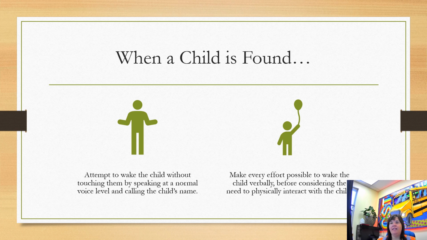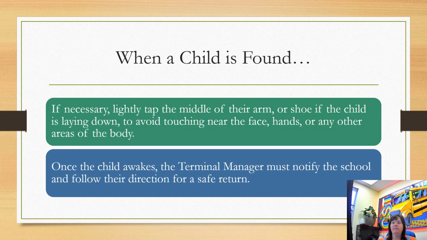And so the next thing I did, it was very interesting. I put this PowerPoint together the day this happened, so the morning that this happened. So the next thing I did was I made every effort possible to wake the child verbally. Wasn't happening. So I needed to physically interact with the child. So how do you do that in a safe manner for both you and the child? Lightly tap the middle of their arm or shoe if the child is laying down, to avoid touching near the face, hands, or any other areas of the body.